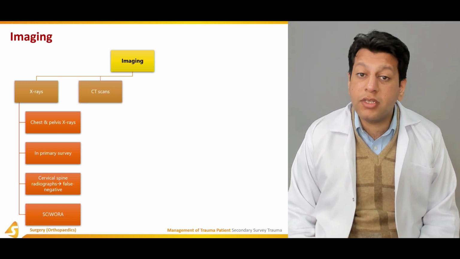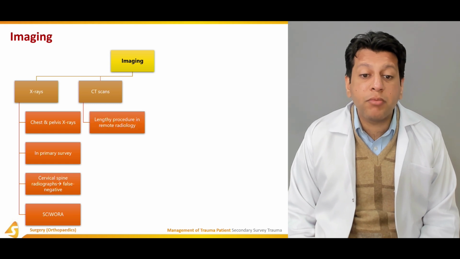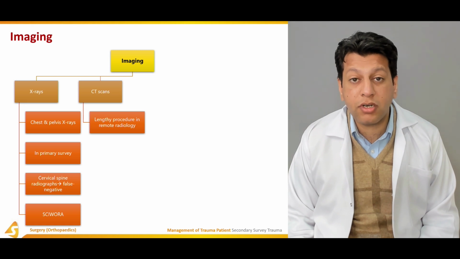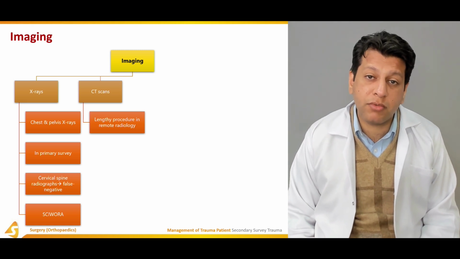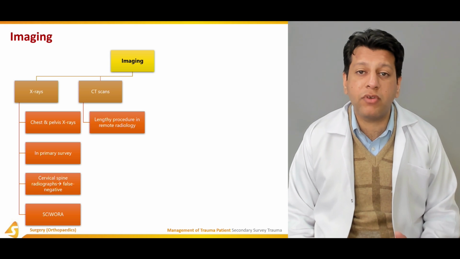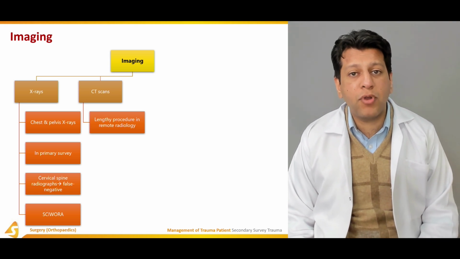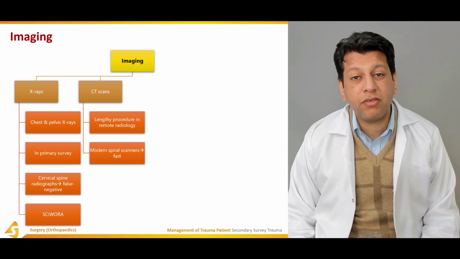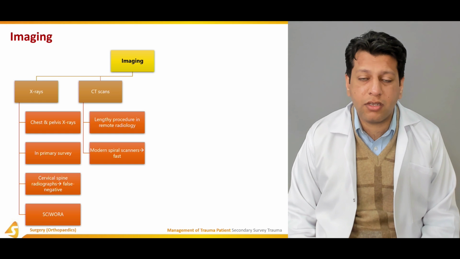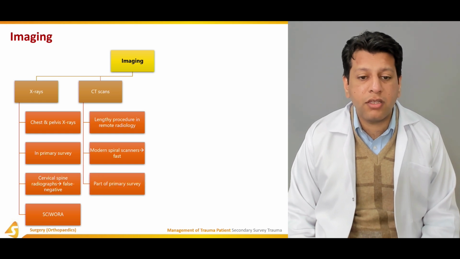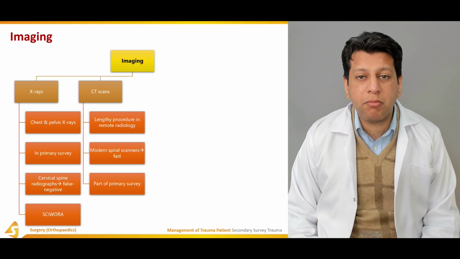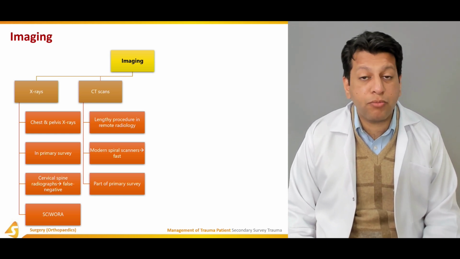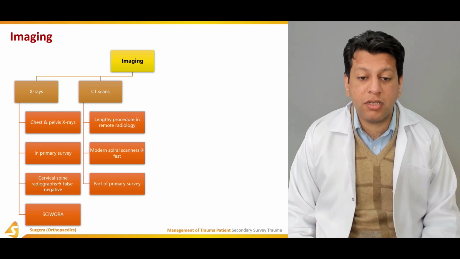Then comes the CT scans. CT scans are a lengthy procedure. Usually only stable patients should undergo CT scan. CT scan of the abdomen and spine may also be required to rule out different pathologies of the spine and abdominal injuries. Usually, modern spiral scanners are actually fast, and 16 slice spiral scanners go through multiple slices, 1 mm cuts are available, so it's a very good modality, but the problem is the patient must be vitally stable.